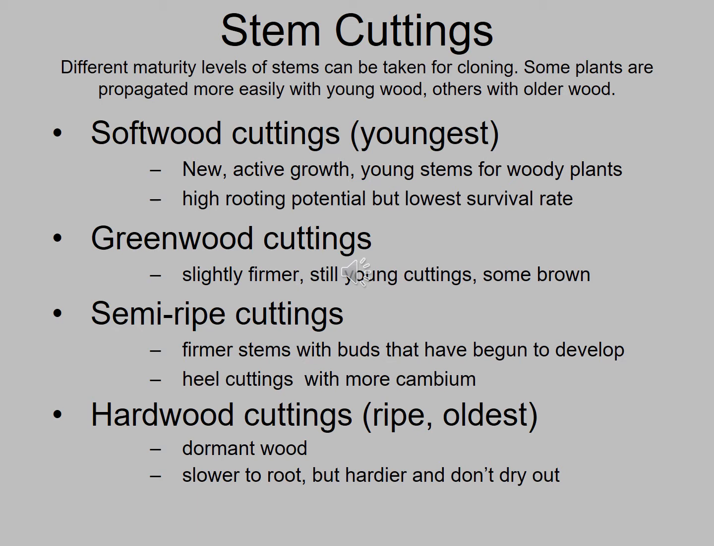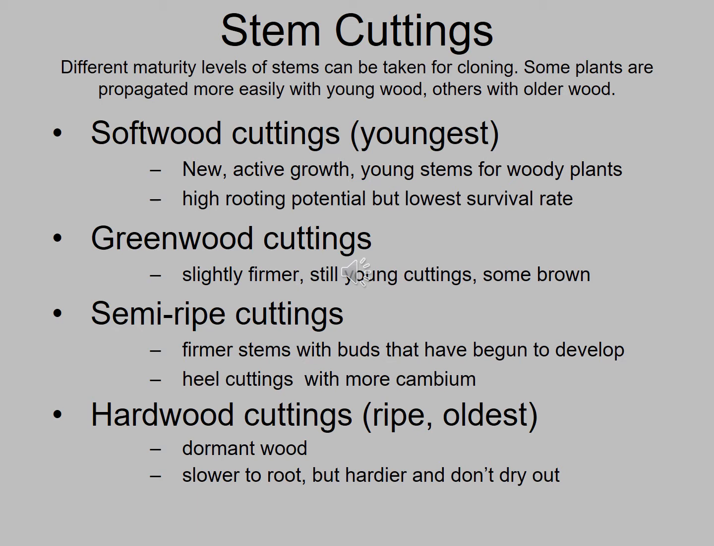So it's older, what you would call dormant wood or ripe wood. It's brown, hard, and it takes a long time for it to root, but they do not dry out and they don't rot. So again, it depends on the plant you're trying to propagate, of which of these maturity levels of cuttings you would choose to use.